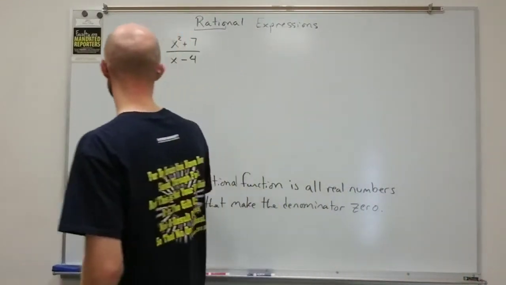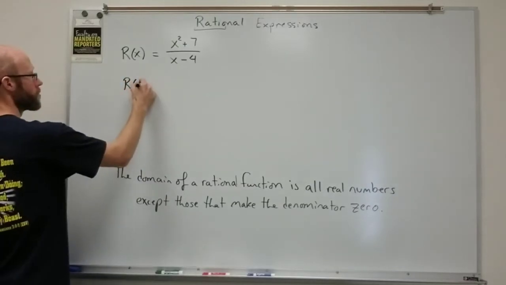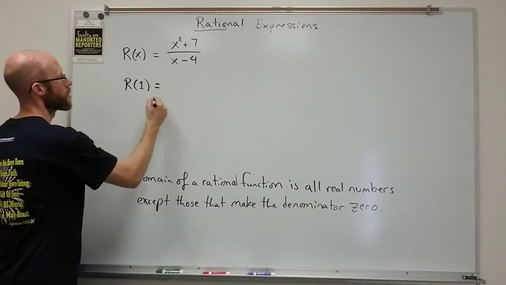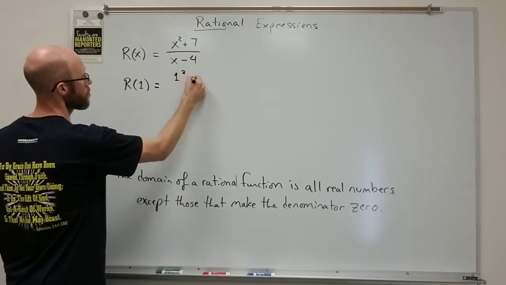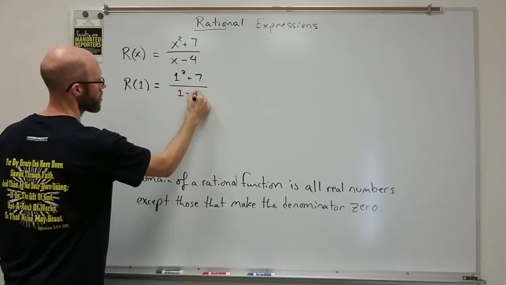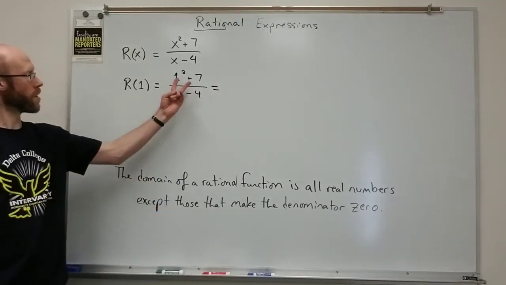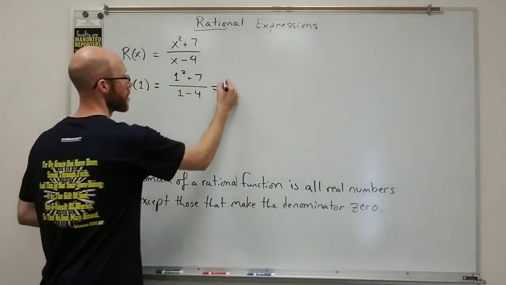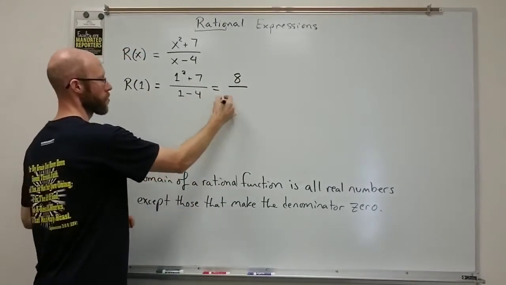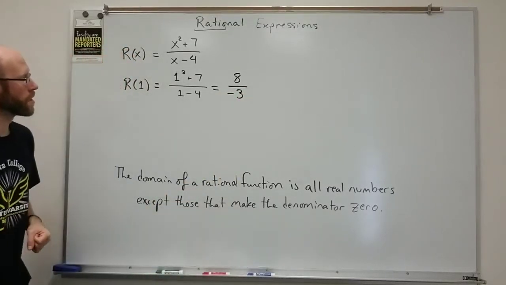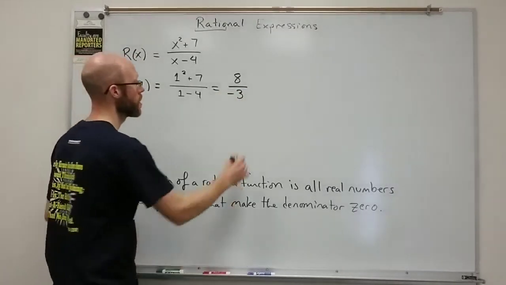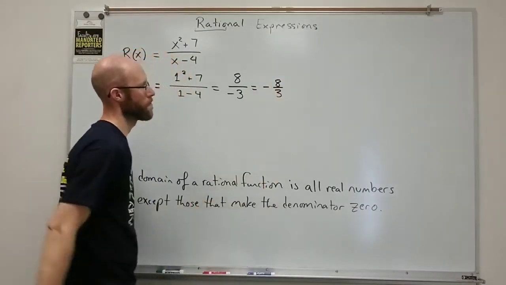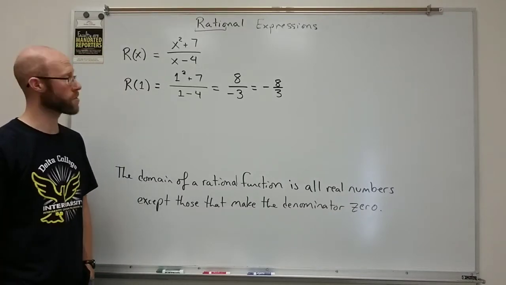First of all, let's look at some function values, like R of 1, for instance. If I were to plug in a 1, then I just get (1 squared plus 7) over (1 minus 4). 1 squared is 1. 1 plus 7 is 8. We get 8 over, and 1 minus 4 is negative 3. And of course, 8 over negative 3 is negative 8/3. So you could just leave it as negative 8/3. It's also negative 2 2/3.